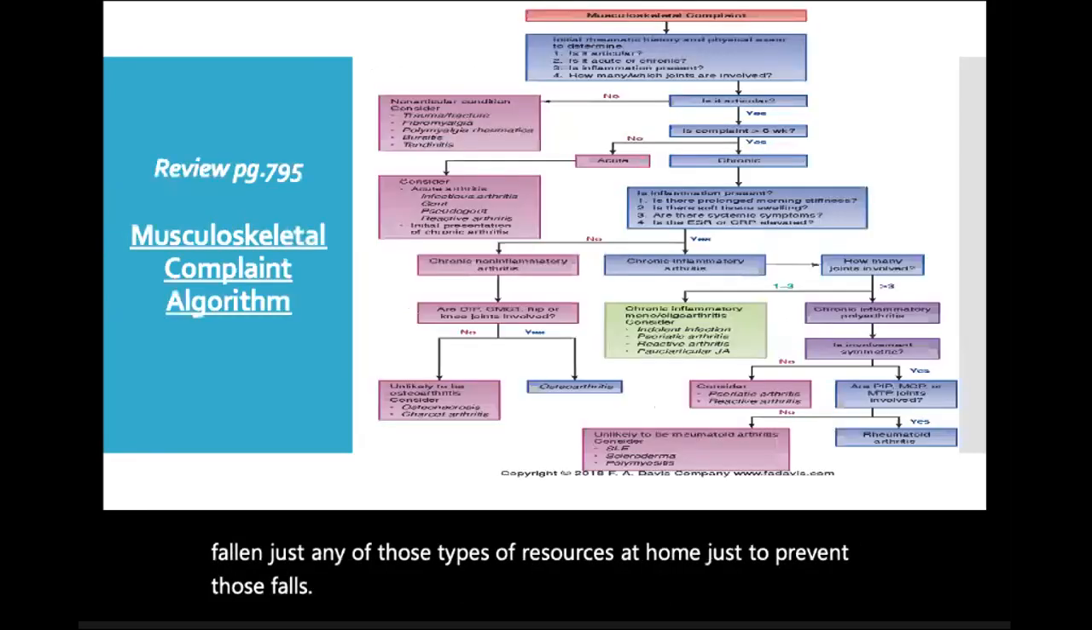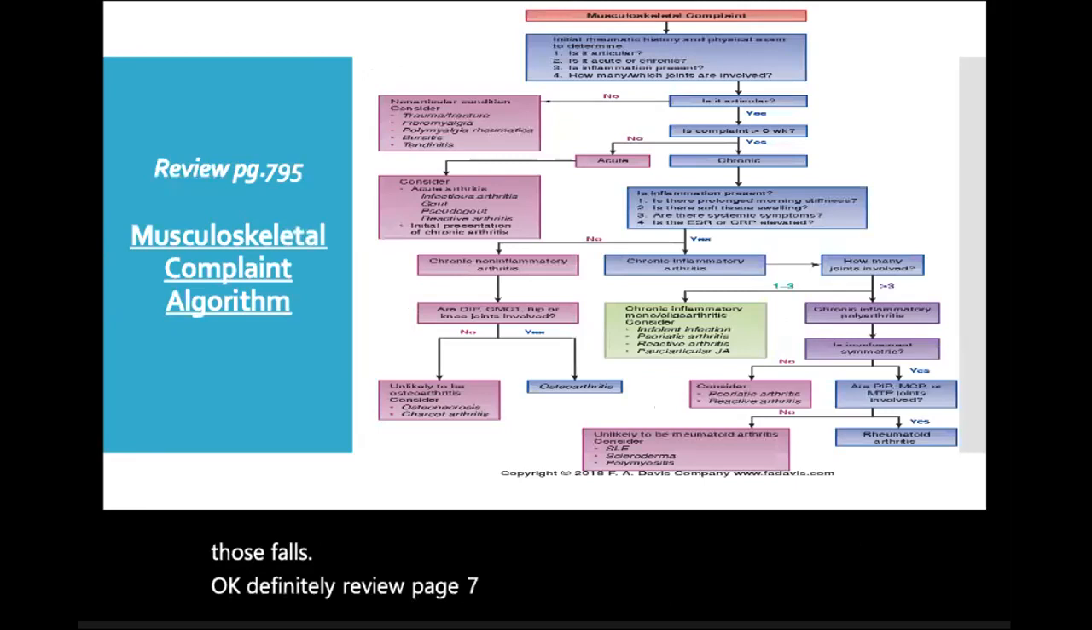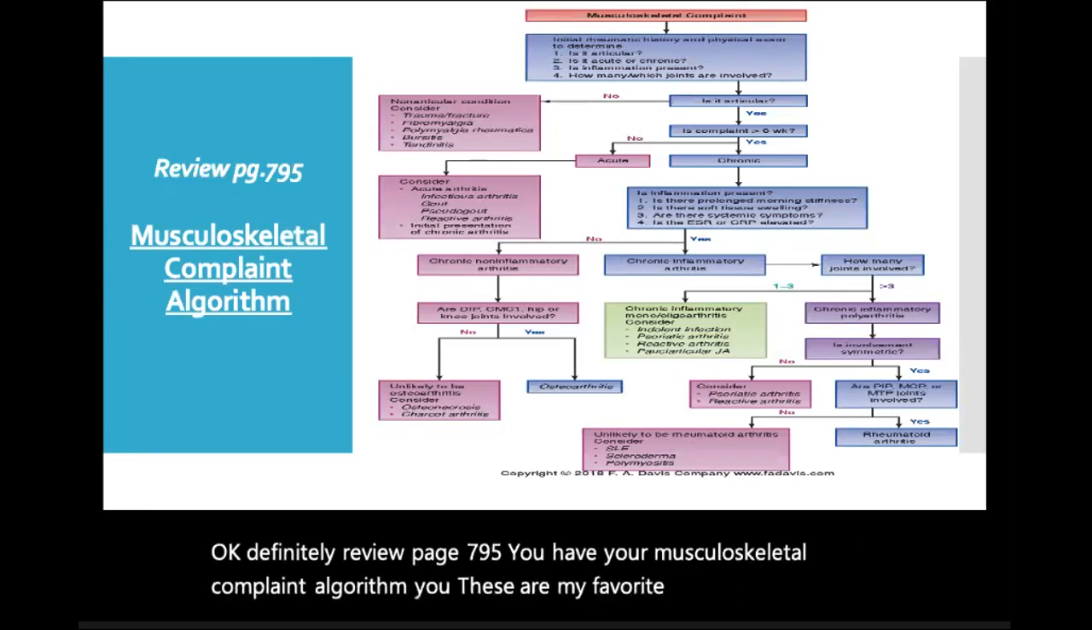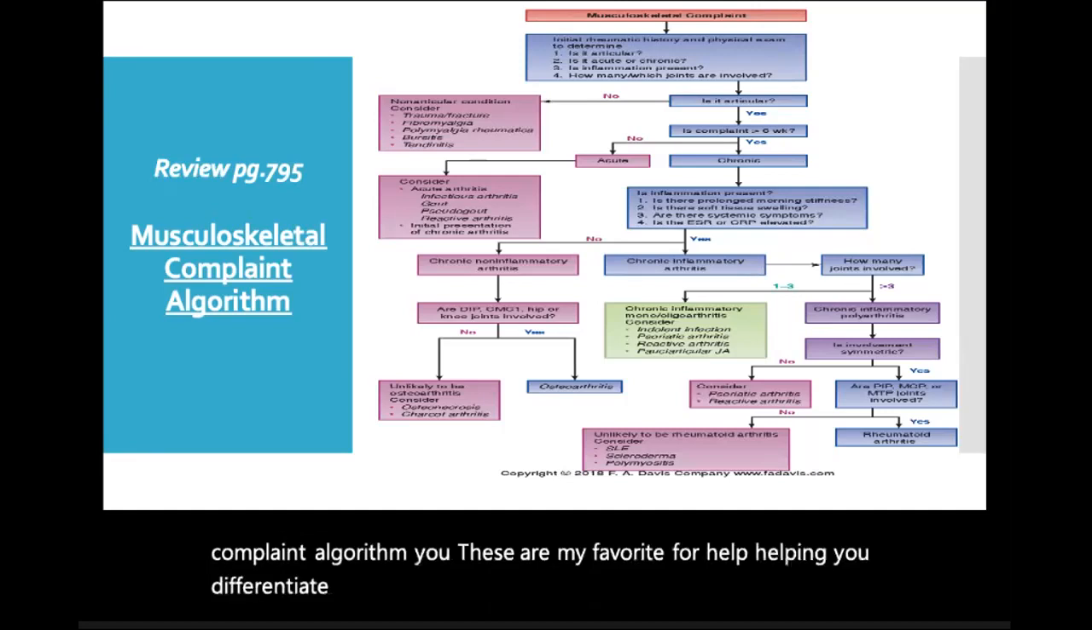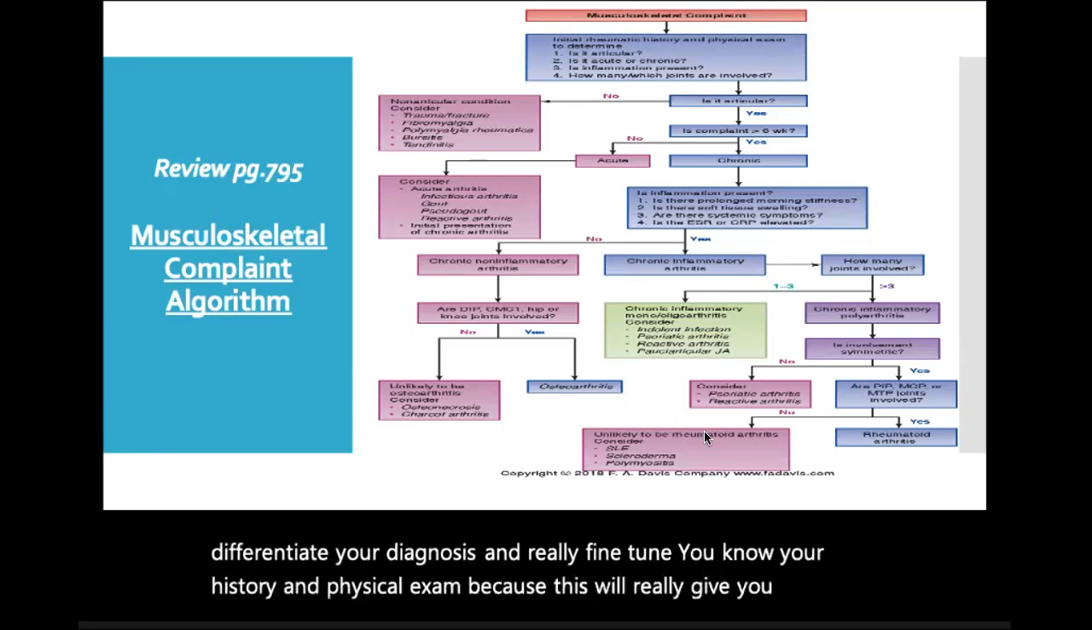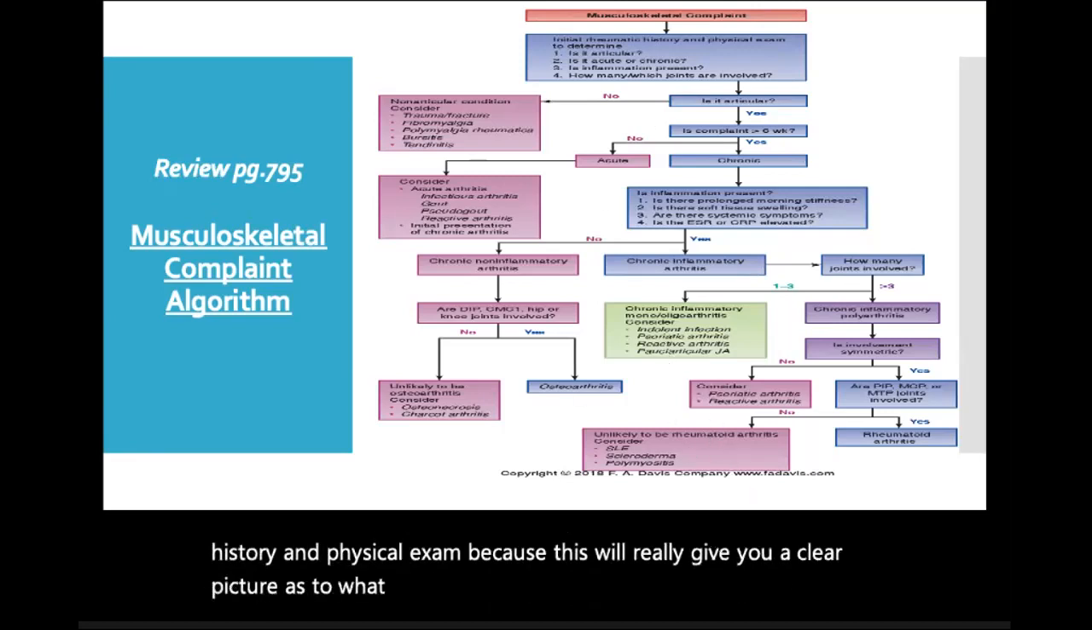Okay, definitely review page 795. You have your musculoskeletal complaint algorithm. These are my favorite for helping you differentiate your diagnoses and really fine tune your history and physical exam, because this will really give you a clear picture as to what to ask and what to do next.